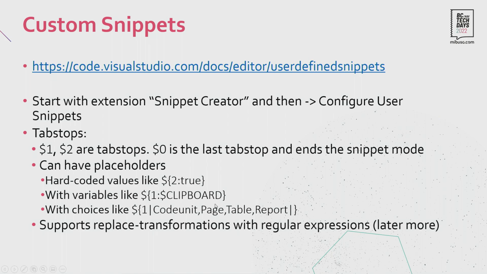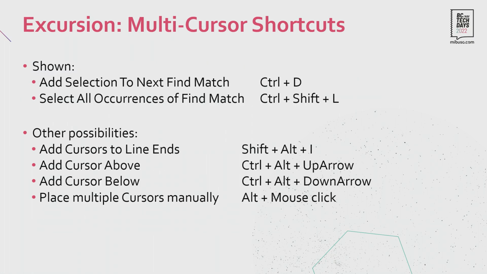We could also use variables like the clipboard. You can add choices so that we get a drop down with some specific values. And there's also a possibility to transform the text that we are entering. We will come to that later, but for now, just as an info that there's more to come.